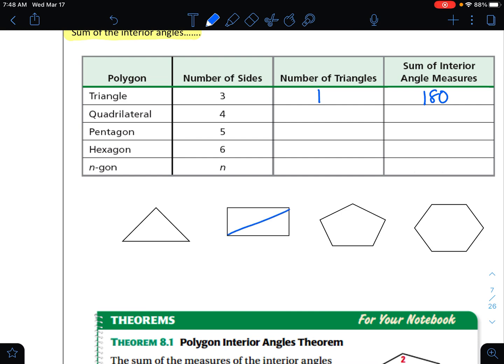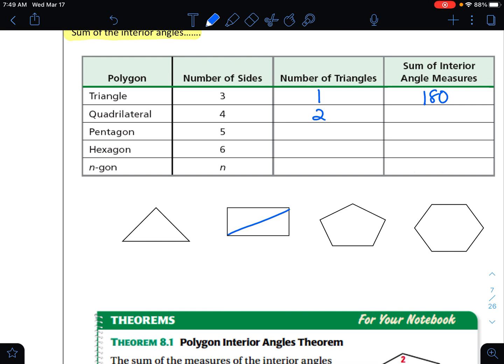So I'm going to take this quadrilateral and draw a diagonal. So I have clearly created 2 triangles. So let's go back up to this row right here. If I have a quadrilateral that has 4 sides, then I can break that quadrilateral up into 2 triangles. Okay, so let's jump down to the pictures again.